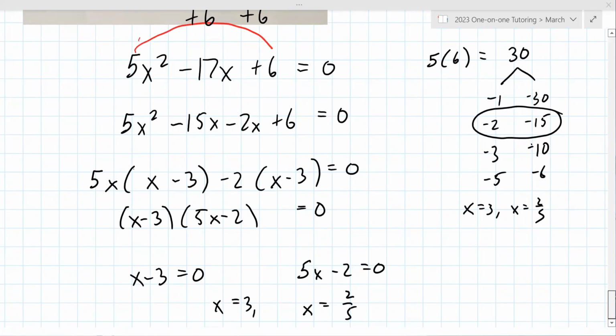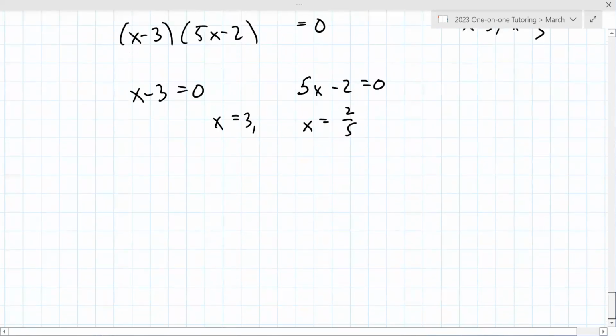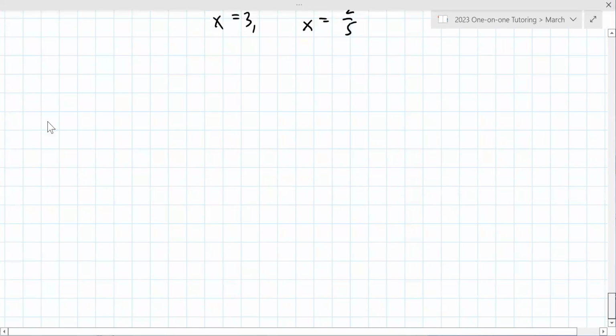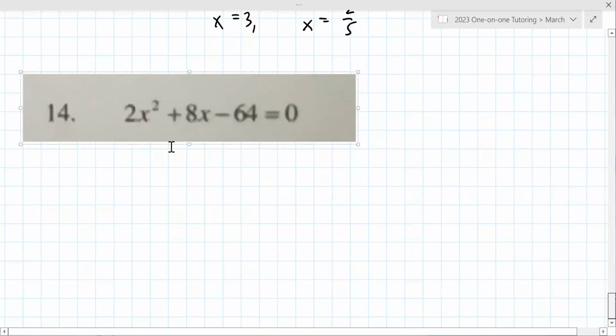So for some reason, 14 is the only one that is a GCF. I guess the teacher maybe ran out of options, or they just wanted to throw a weird one in at the end. This is a GCF though, because you look at all the numbers and you say, is there a number that goes into all of these?